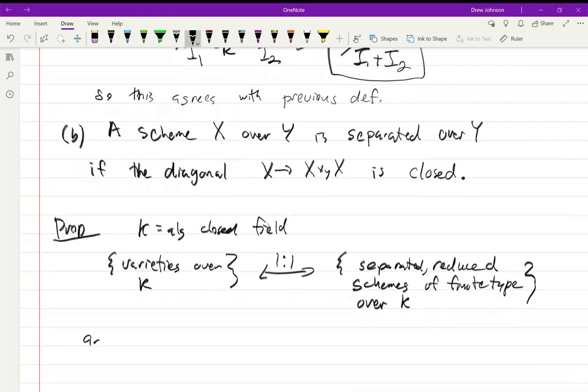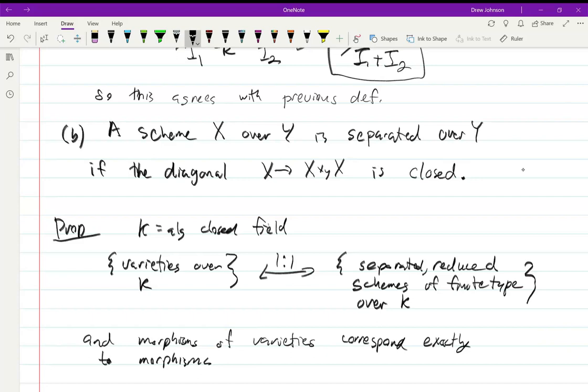And furthermore, morphisms of varieties correspond exactly to morphisms of schemes over K.